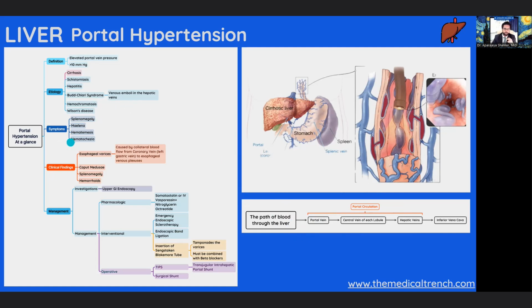So the most important thing is that the symptoms of the patient will always be something like splenomegaly, melena, hematemesis, and hematochezia, because the blood is actually going from the veins into the large intestine. And once it enters the large intestine, the blood will be present within the stool that is forming, and then it comes out within the stool as well.